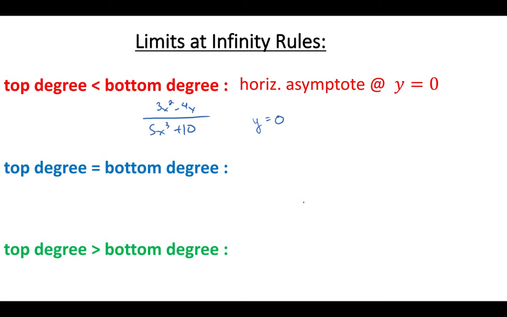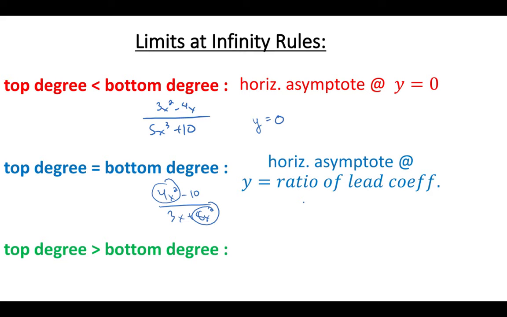If the top and the bottom degree are equal, say 4x squared minus 10 over 3x plus 8x squared, so they both have highest degree of 2, we would take the ratio of the leading coefficients. If you remember that one, this would be y equals 4 over 8 or 1/2. So the same rules that we use for infinite limits, because that's essentially what we're doing. We're finding the limit as x goes to infinity of this function.